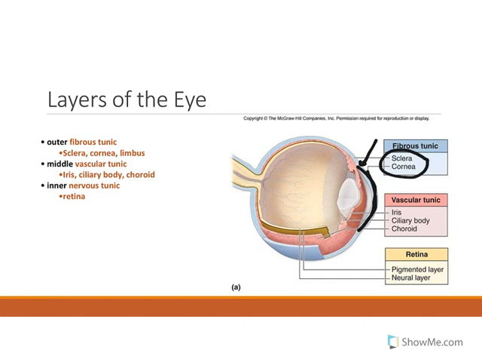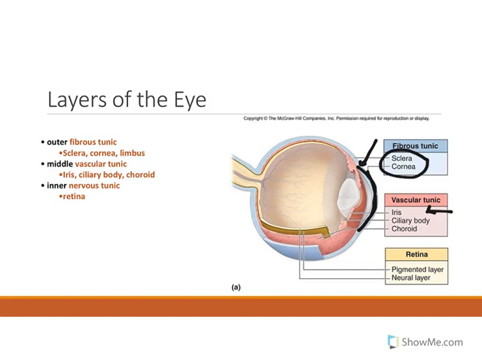Now, the middle tunic of the eye is called the vascular tunic. And this tunic is very heavily pigmented. And there's 3 different things that you'll need to be aware about is the iris, and that's the colored part of your eye. It's actually composed of 2 layers of smooth muscle. They're referred to as your pupillary muscles. We'll talk about those pupillary muscles a little bit later.